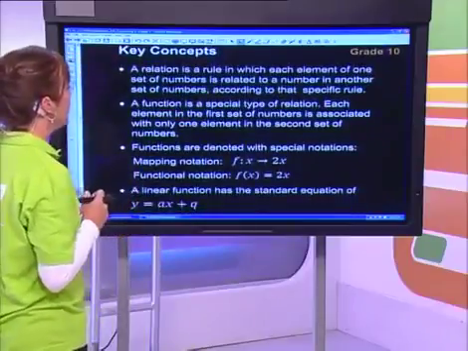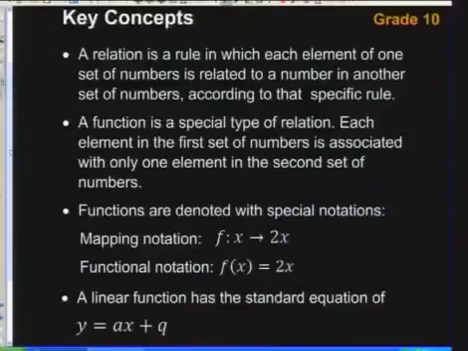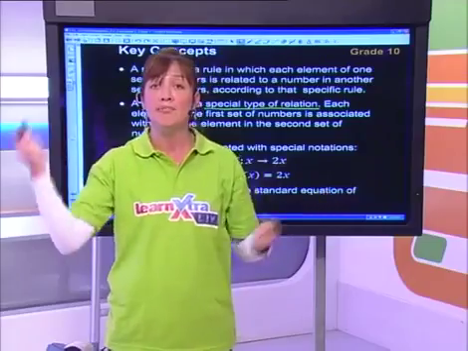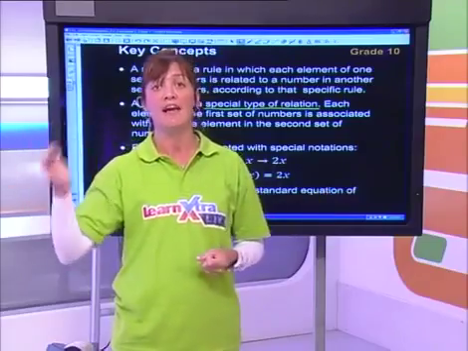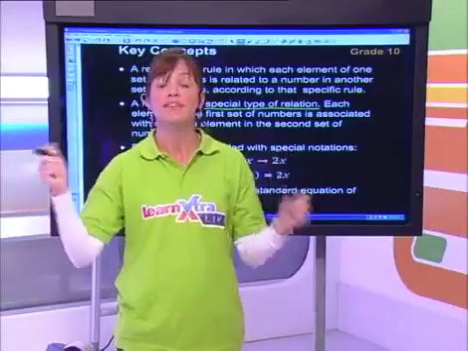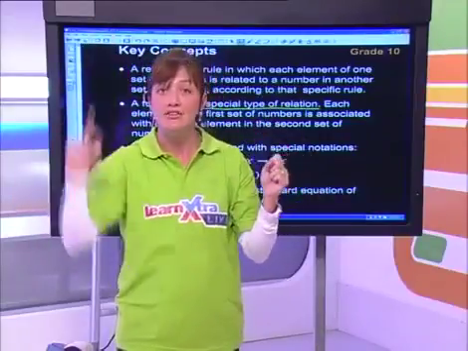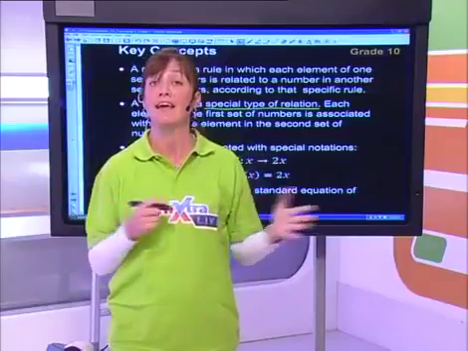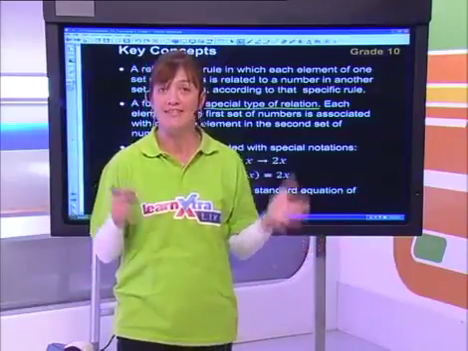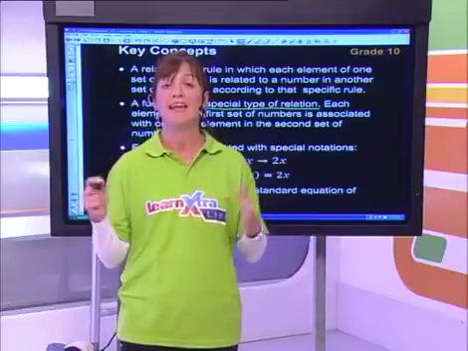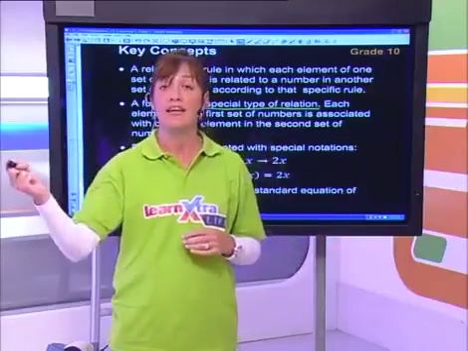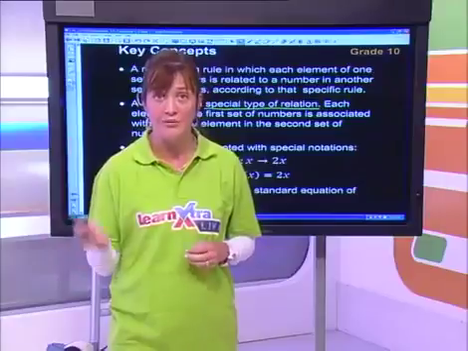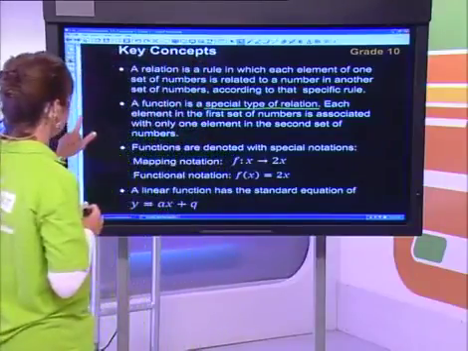A function is a special type of relation. Basically, a function is where every value for x will only ever be related to one value for y. You will never have a value for x related to two values for y if it is a function. So that's what a function is: a special type of relation where one x value is only ever connected to one y value.